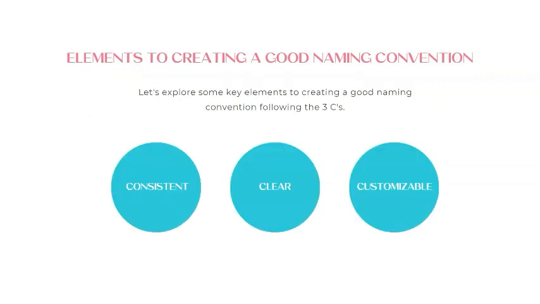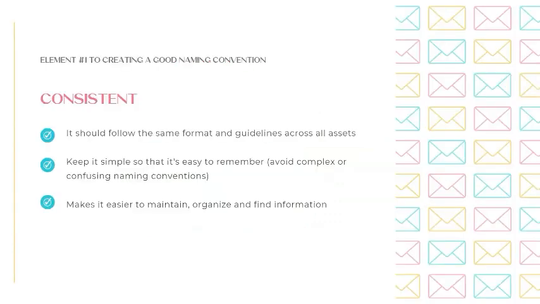So the elements that create a good naming convention is what I refer to as the 3 C's. The 3 C's are consistent, clear, and customizable. Consistent means that it should follow the same format and guidelines across all of your assets. And again, I have examples and formulas for you, but it should really follow the same format.